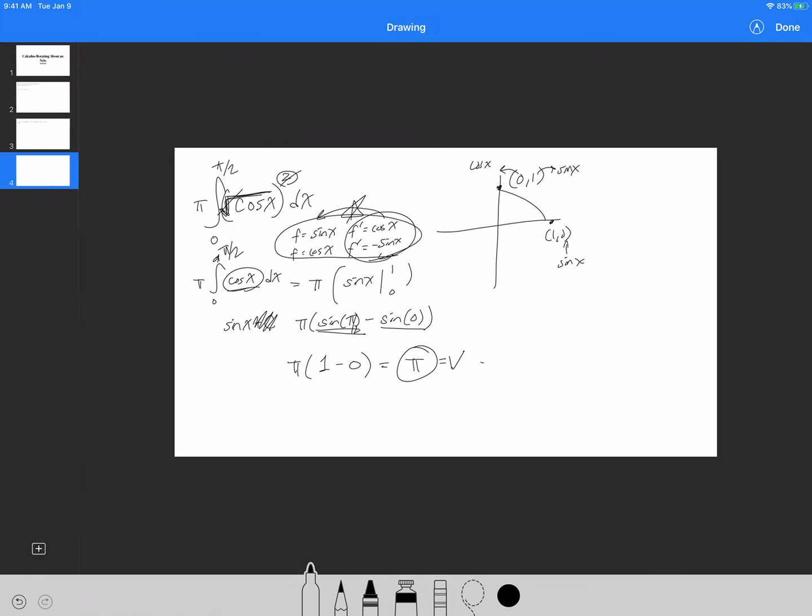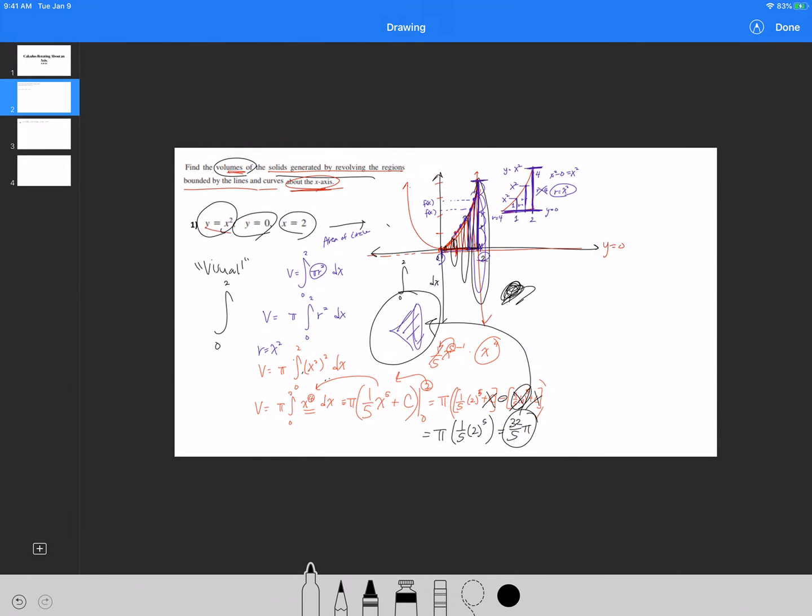Okay, so the answer to the second question is pi, and the answer to the first question should be 32 over 5 pi. Hope this video helped with rotating about an axis. Always remember that the volume is the integration of pi r squared dx from x1 to x2. We call that the disk method. Ask your professor about it. I don't know if he's an adjunct professor or not, but that should be the way to go.